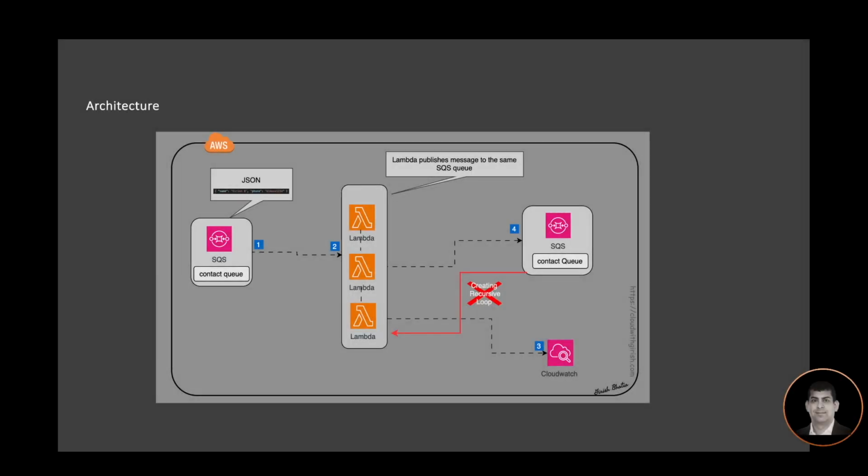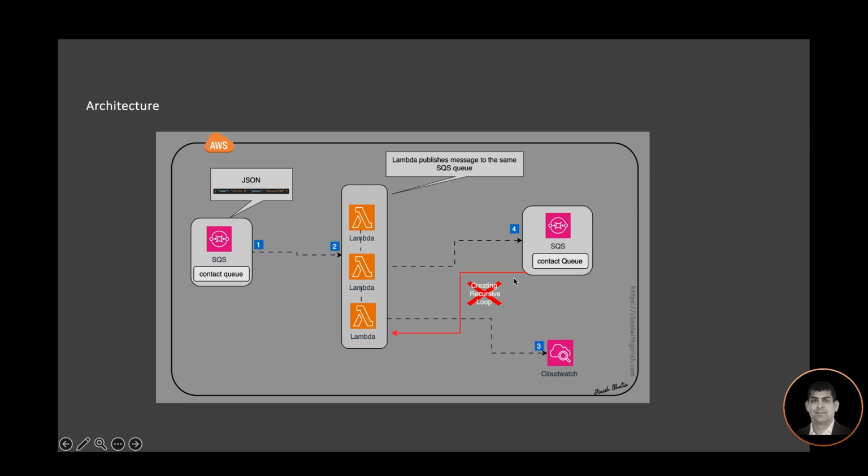Let's look at our architecture. We have an SQS queue. This is a contact queue where contact data get dropped. This contact queue has an event mapping with a Lambda function. The Lambda function has the code to process the new message, and then it's supposed to publish it to another destination queue. However, due to a bug, Lambda is publishing the message again to the contact queue.